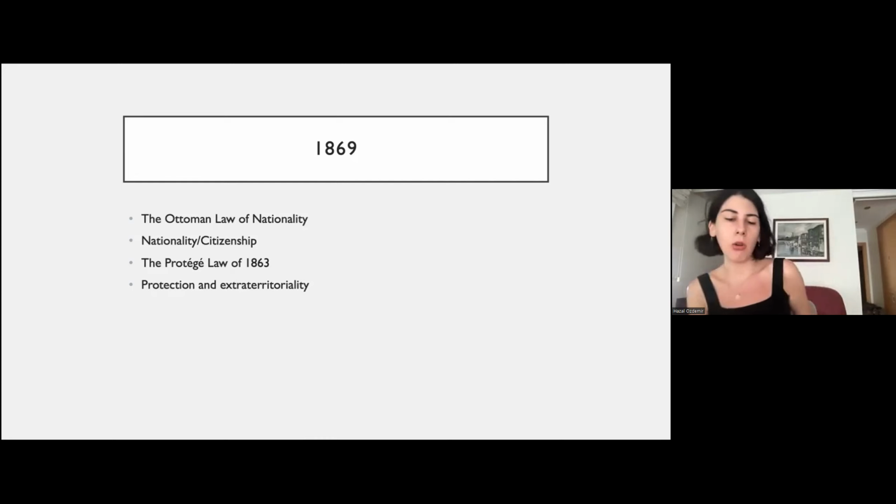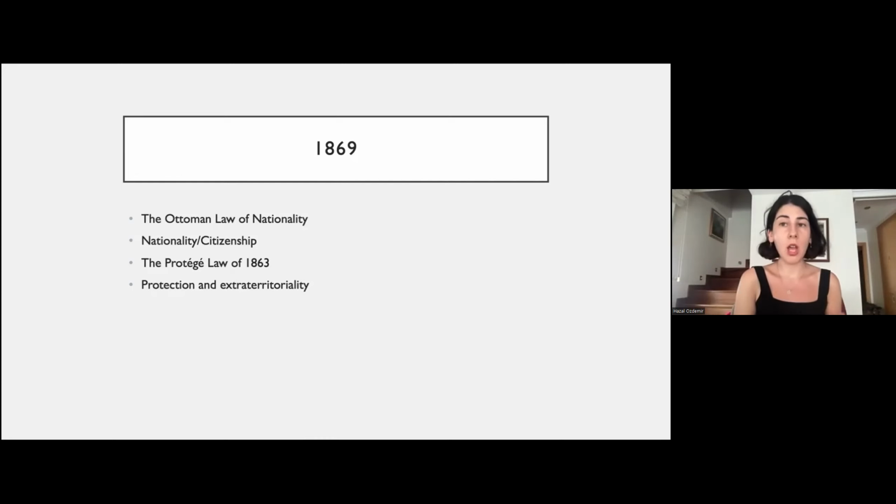The protege law of 1863 stated that protection would no longer be extended to family members or be inherited, and Ottoman subjects could not become proteges easily. Once protection had become difficult, Ottoman subjects turned toward naturalization, and this prepared the environment for the promulgation of the 1869 nationality law.